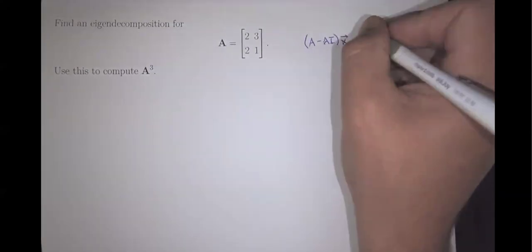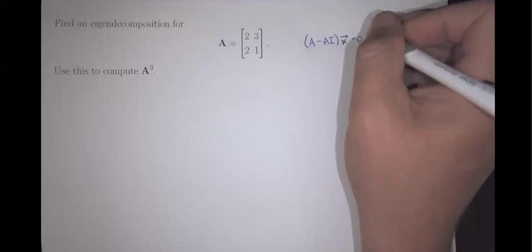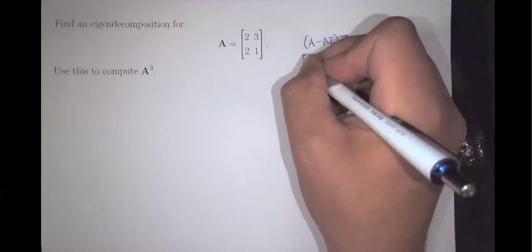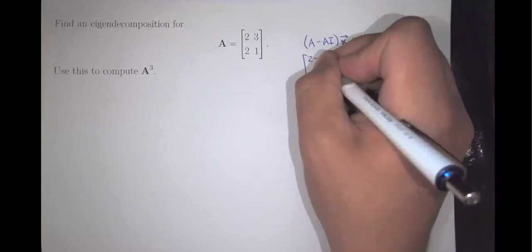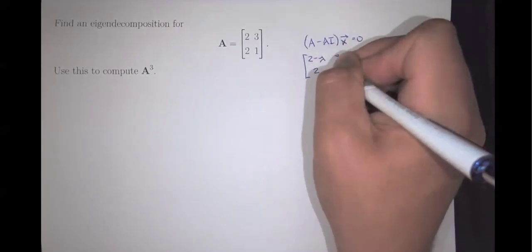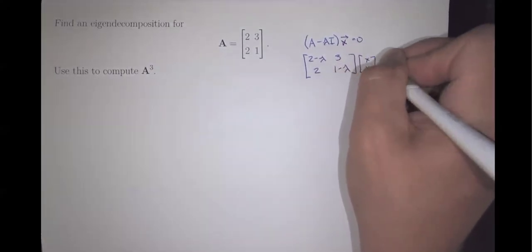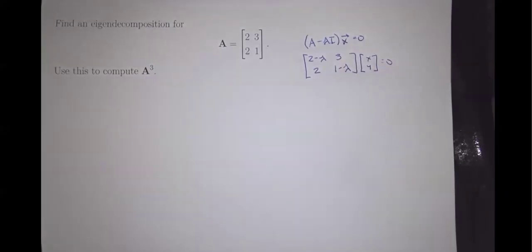times a vector of variables is equal to 0, right? And so A minus lambda I is going to be 2 minus lambda, 3, 2, 1 minus lambda. Okay, so if we've got this matrix equation, we want to find the values of lambda that make this work, the eigenvalues.